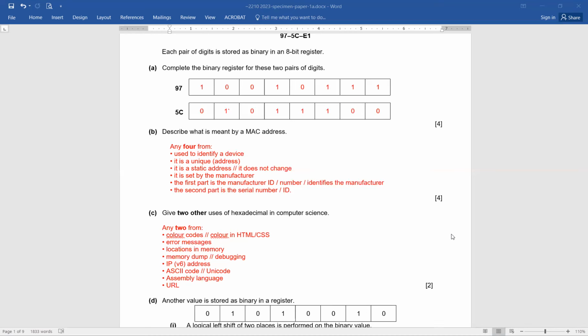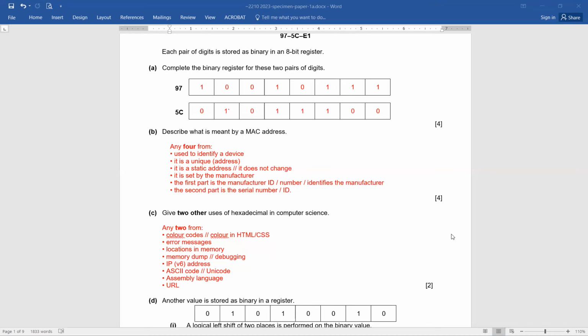IPv4 is a denary number. That is why I suggest you mention an IPv6 address, to give a clear indication that it is going to be denoted by a hex value. ASCII code or Unicode, assembly language, and uniform resource locator or URL. So if a student has mentioned any two out of the given list, he will be able to score 2 out of 2.